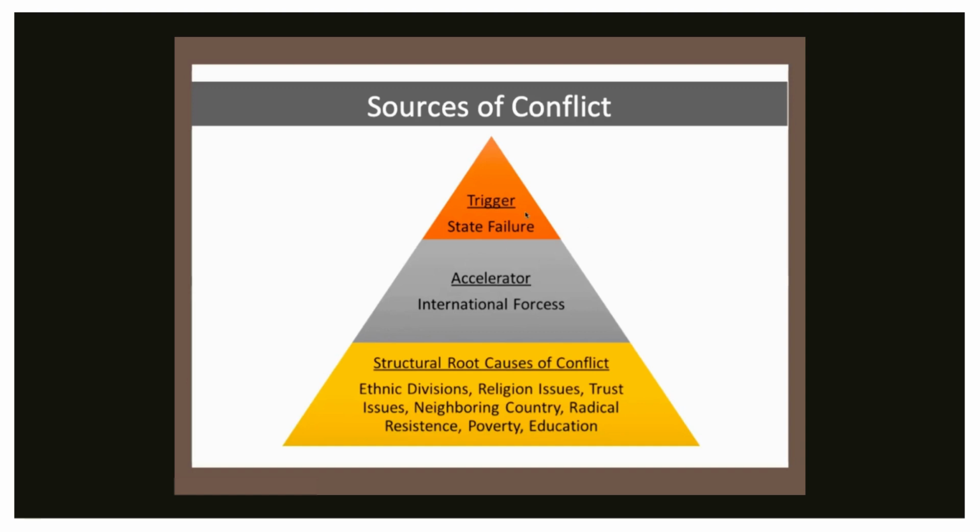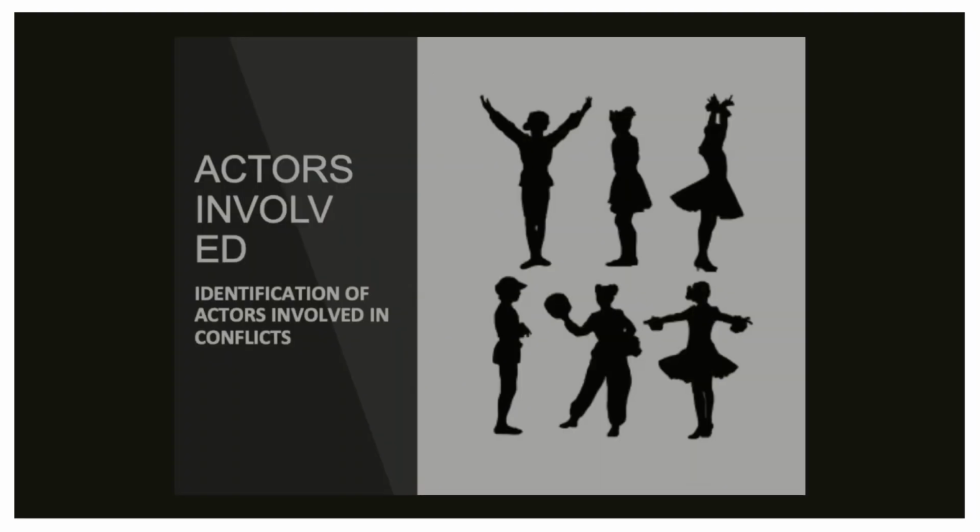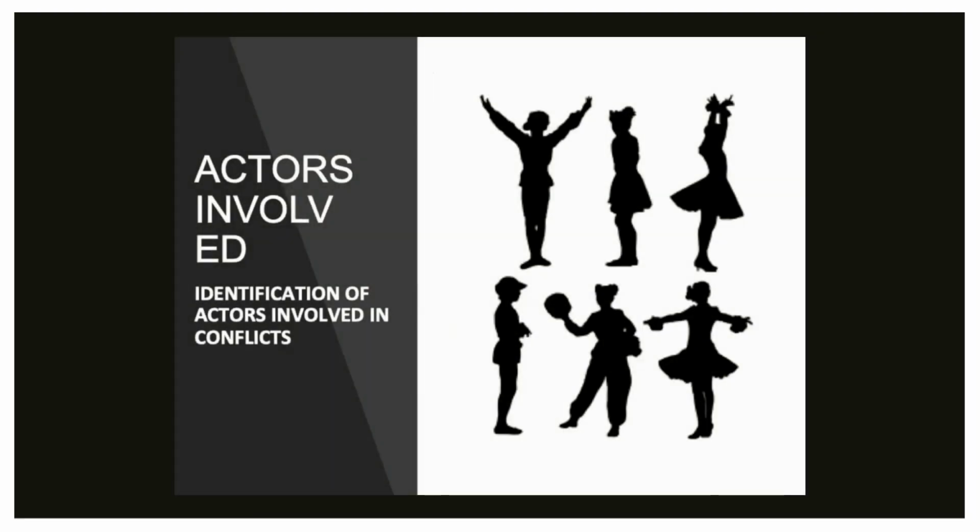But we can handle the trigger and the accelerator. That's why it's very important to describe the source of conflict, to see the resolution. Okay, these are the second tool of the dynamic framework. The third tool is the actor map, the map of the actors of the conflict.